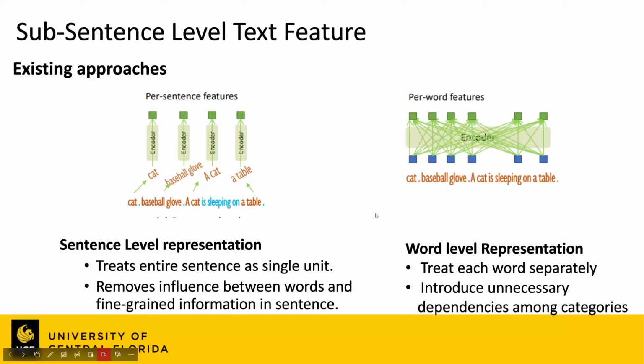The next approach is word-level representation. So here they treat each word separately, unlike the previous method. So as you can see, cat is a single feature, baseball, a single feature, and glove, and so on. So also they consider the interaction between each and every feature here. There's a limitation. It introduces unnecessary dependencies among those categories.